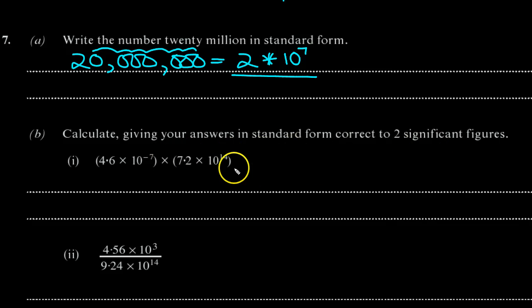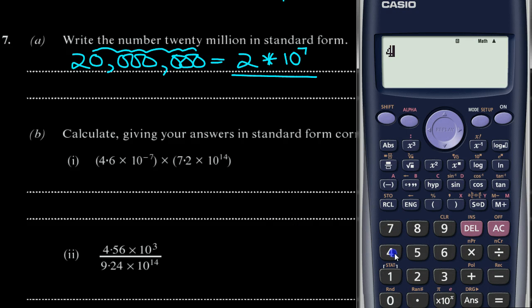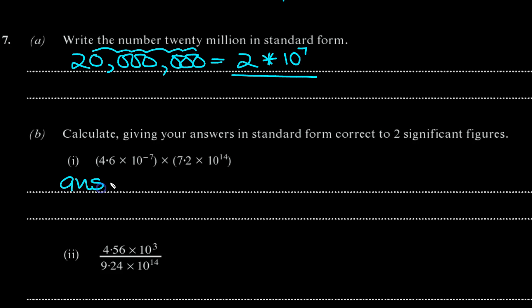Here, standard form corrected to two significant figures, so 4.6 times 7.2. So let's type that in then. 4.6 times 7.2 equals, to two significant figures, is 33. So it was 33 times what power of 10 then?